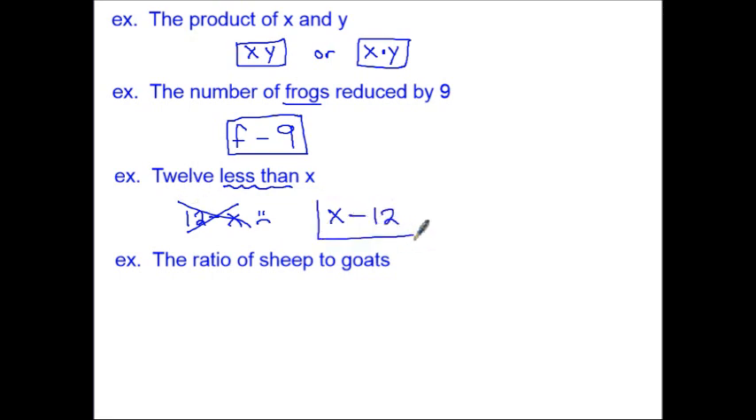So 12 less than x is really x minus 12. Okay, and then the ratio of sheep to goats. Again, as soon as you say ratio, that's one of our keywords for division. And then sheep to goats, so let's use S and G, although you don't have to.